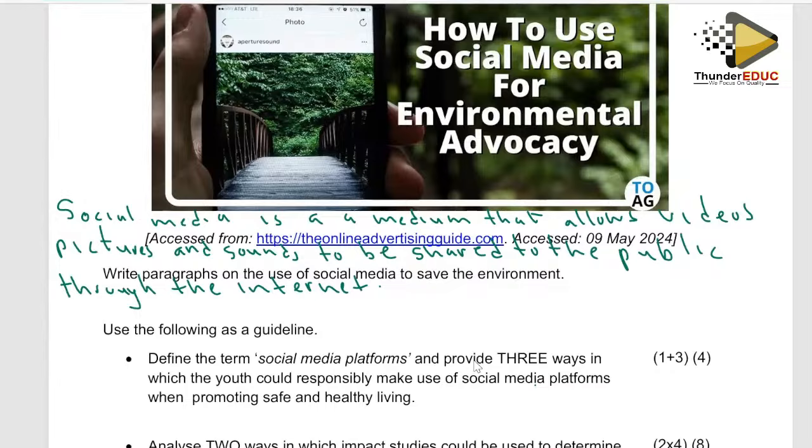Now the second part of the question requires us to give three ways in which the youth could make use of social media when promoting healthy and safe living.